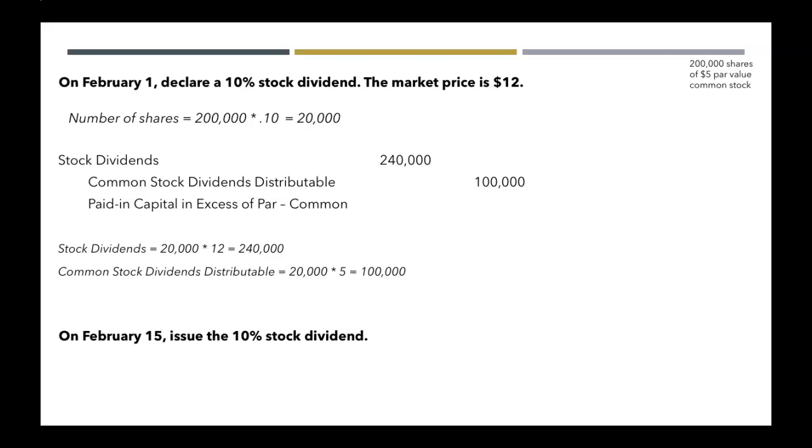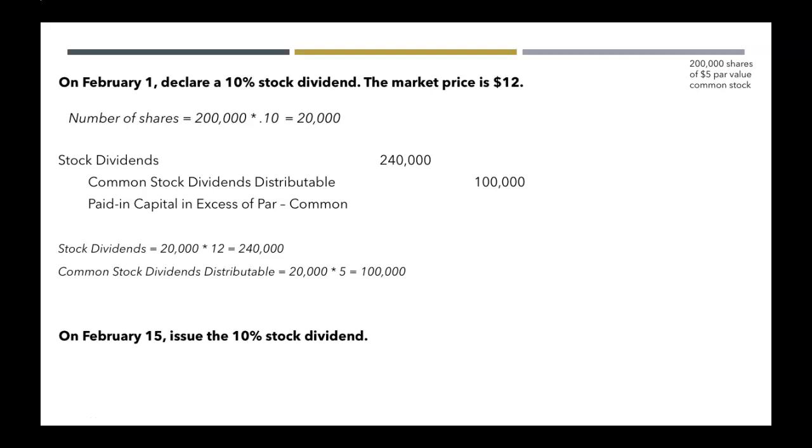Why are we doing this? Well, when we declared the stock dividend, the market price was greater than our par value, right? So we have this in excess of par amount. Now, there are a few different ways we can find this number. We need our debits and credits to equal, right? So we could just take our 240 minus 100 and toss in the number there for your paid in capital.